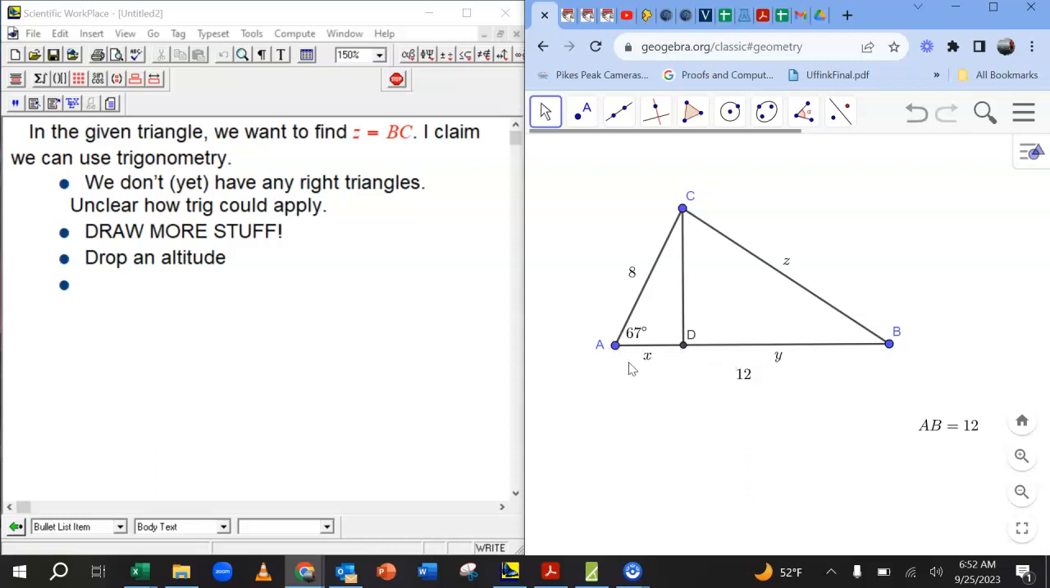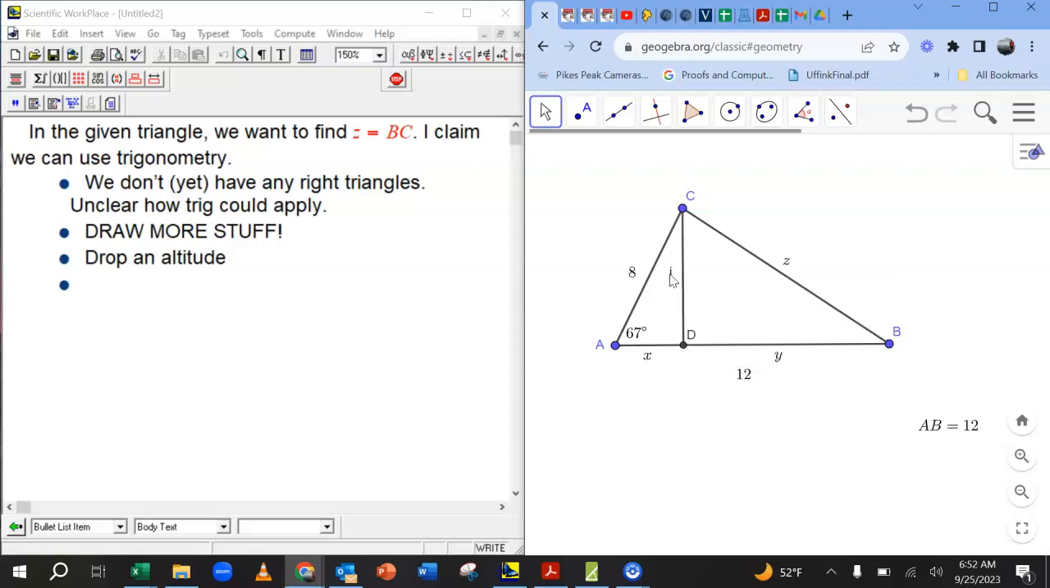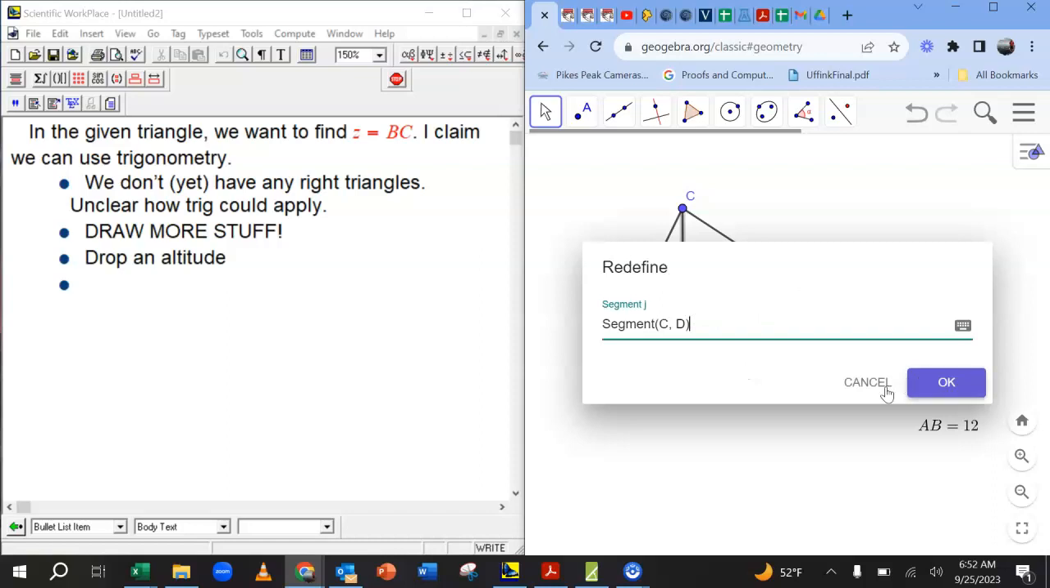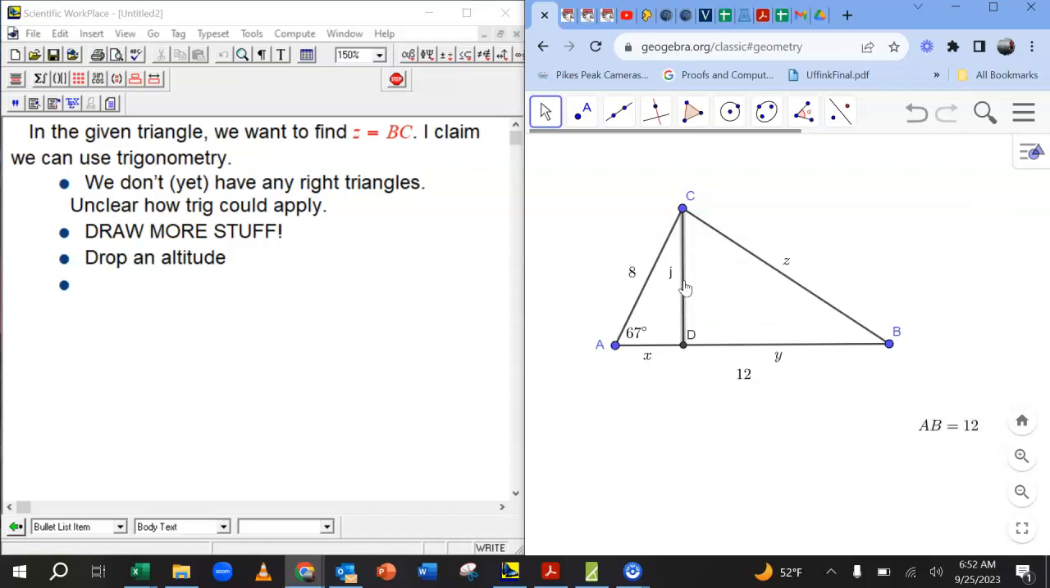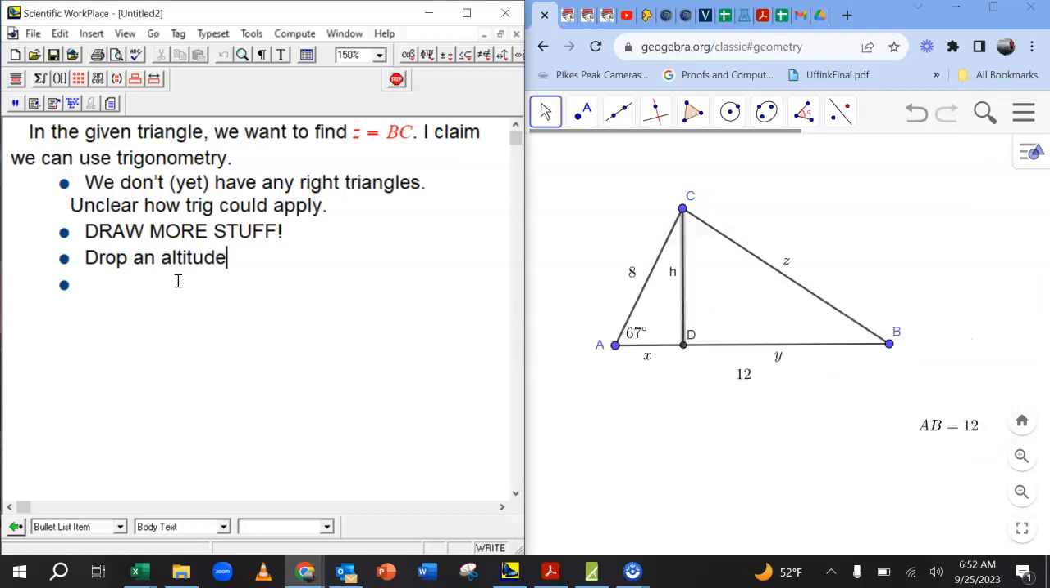And what's going to happen is we're going to find X first, and then H is always a good letter for the height. Let me just rename that. I don't really want that to be called J. So let's rename that H. Okay. So that's going to be the height of the triangle, in other words. And so we're going to just do this as a multi-step process. And so let's look at what the key trig ratio for X is going to be.